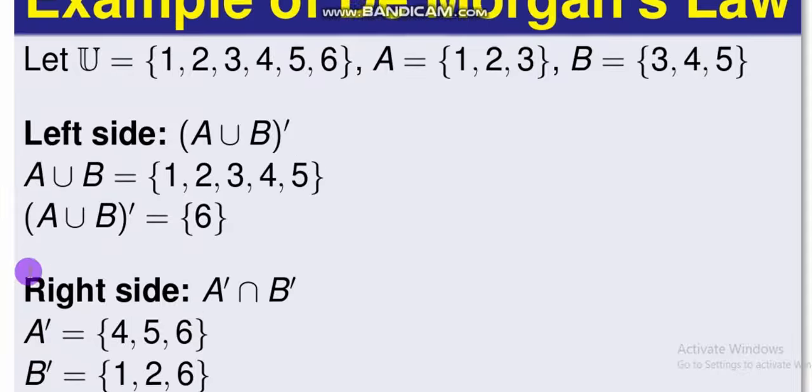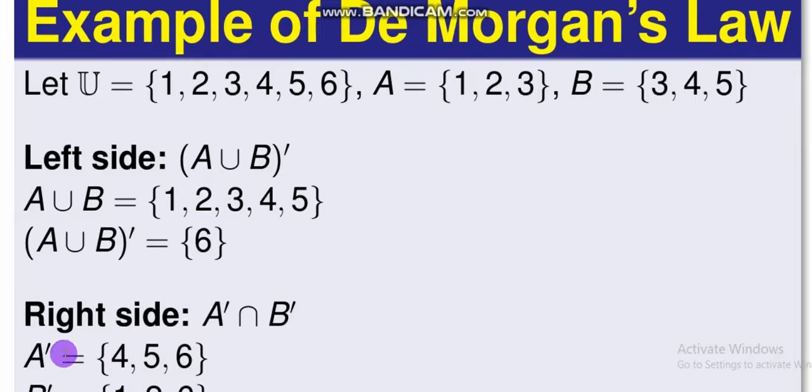A complement, remember, is a set of elements that are not in A, but they are in the universal set. A has 1, 2, 3. So we go to the universal set and remove the 1, 2, 3. We have 4, 5, 6.